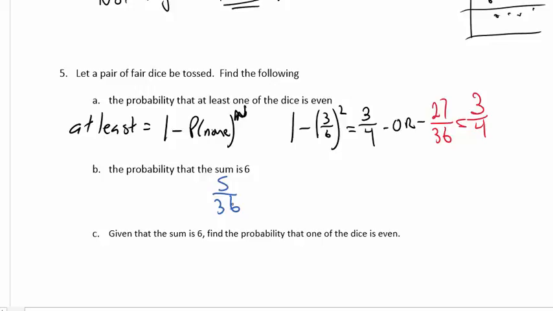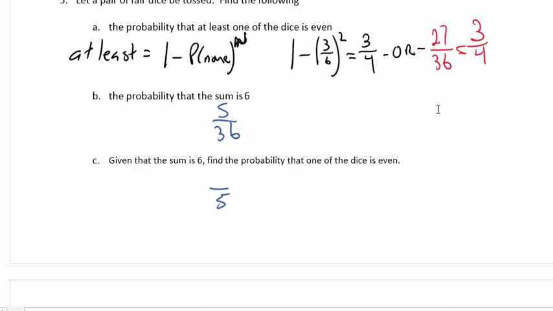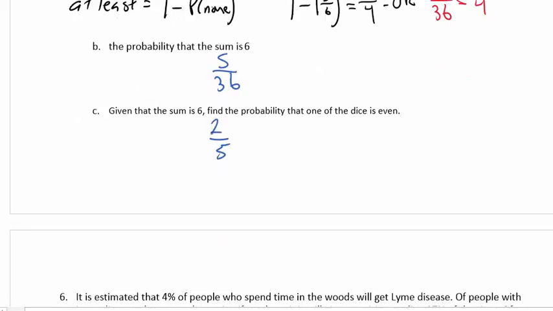And then the last one, given that the sum is 6, so of these 5 choices, find the probability that one of the die is even. Okay, so let's go back and see how many even of these choices. So 2 and 4 has an even in it. 4 and 2 has an even. Let's see, and then 5 and 1, 3 and 3, and 5 and 1. Okay, so those don't. So it looks like only 2 out of the 5 choices. So that would be 2 out of 5 on that one.